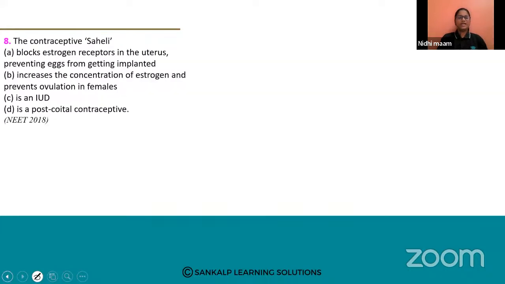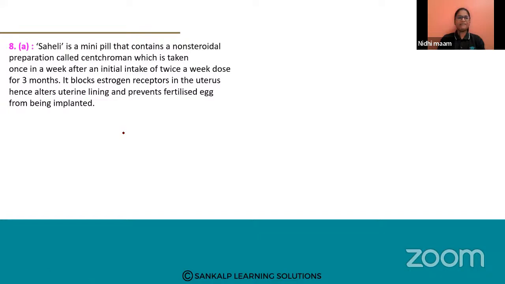Option A. It blocks estrogen receptors in the uterus, preventing eggs from getting implanted. Even though eggs are released, they are not implanted in the wall of the uterus. That will be done by Saheli. Let us read. Saheli is a mini pill which contains a non-steroidal compound. The main positive point is it does not contain steroids. It contains non-steroidal centchroman, which is taken once a week, with an initial intake of twice a week for 3 months.